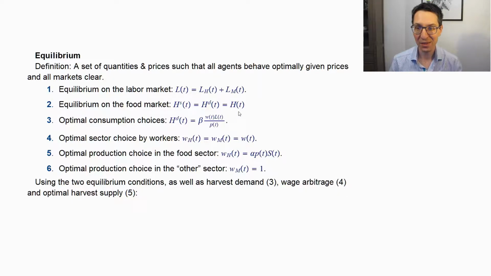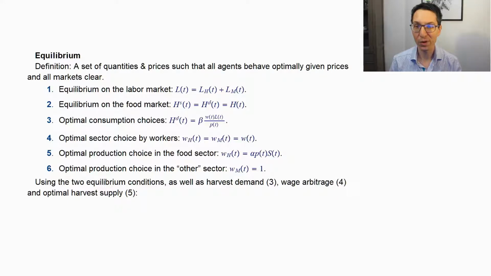You may ask yourselves, why don't we add the equilibrium condition of the other good market? That's simply because islanders have to respect their budget constraint. And if the demand is at equilibrium in the harvesting sector, then it is automatically going to be at equilibrium in the other sector as well. This is called Walras's law. But of course, we could write it down if we wanted.